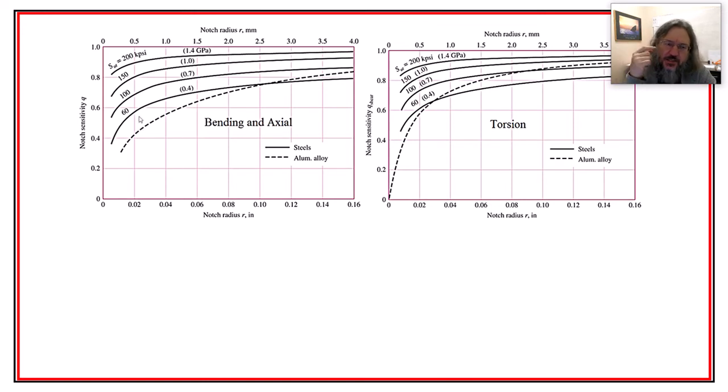What I find interesting is that the weaker the thing is, the lower the ultimate strength, the less sensitive it is to the notches. The notch sensitivity is a lower number, which we can think of as notch insensitivity. So it's less and less sensitive. A low number here tends to reduce the stress concentration, is the idea. So I guess that makes sense. The stronger thing is more prone to little cracks building up because of the notch. All right, I'll buy that.